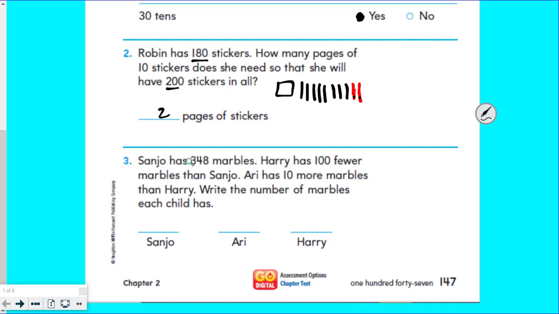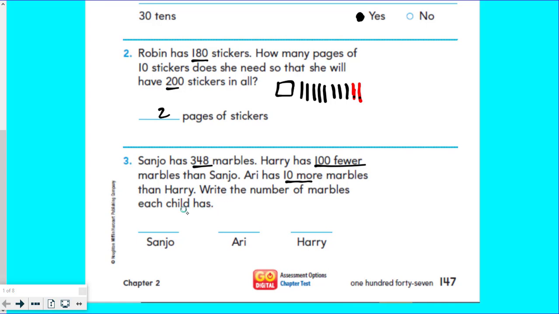Okay, Sanjo, oh, we did a problem like this before. Okay, so Sanjo has 348 marbles. Harry has 100 fewer marbles than Sanjo. So whatever Sanjo has, Harry has 100 less or 100 fewer. Ari has 10 more marbles than Harry. So he has 10 more, he has 100 fewer, and he has 348. Write the number of marbles each child has. So you write your answer, and then we'll solve it together. Pause it, and we'll solve it together.